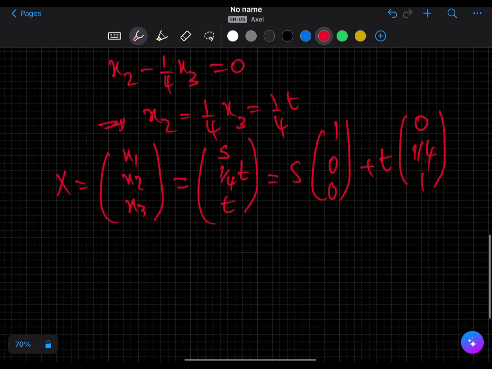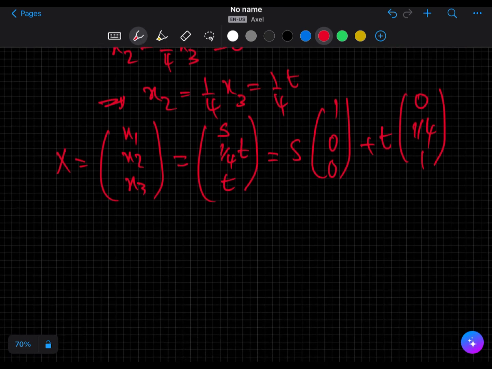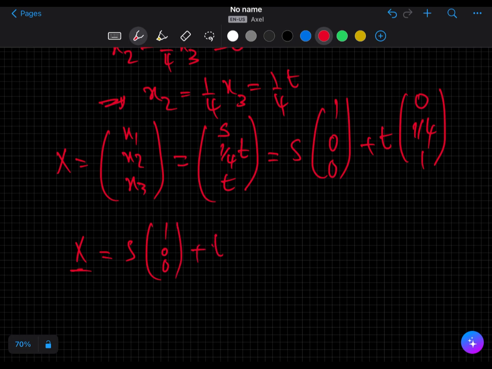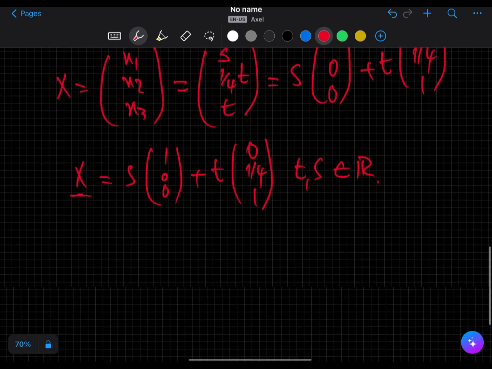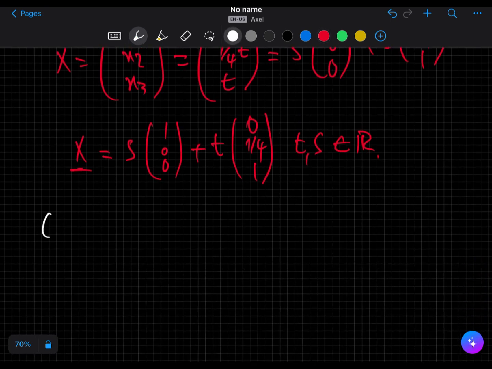So we see that the solution of the homogeneous system will be s(1, 0, 0) plus t(0, 1/4, 1), where t and s are scalars belonging to R. Okay, so we have done the first question. You saw how easy it was. Now, let's look at the second question.